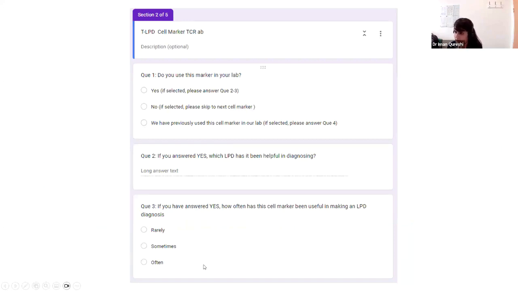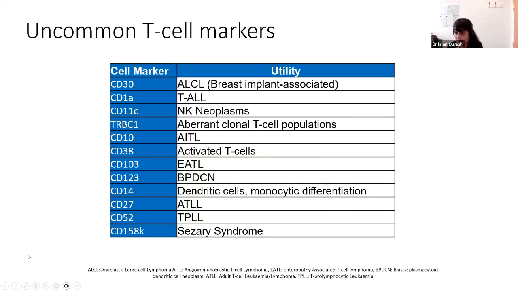Especially for the more uncommon ones, how often were they good at making a diagnosis? And if they'd previously used them but don't use them now, why is that? Again, I've included a table that summarizes some of the uncommon T cell markers and what they might be used for. There are a lot of specialized ones, but for me, mainly TRBC1 was one that was quite useful as it can detect aberrant clonal T cell populations.